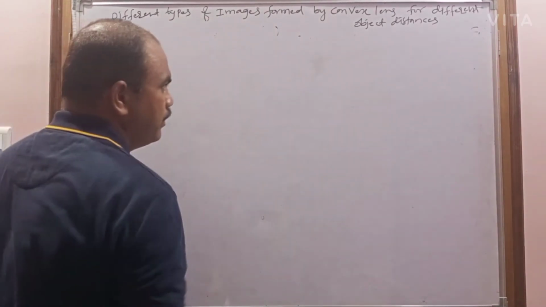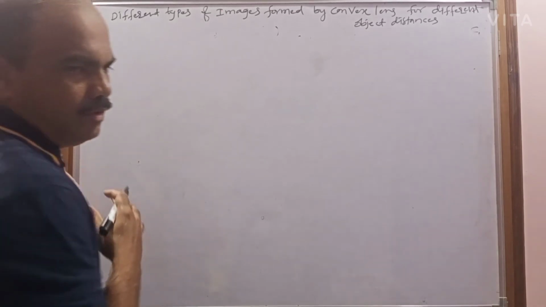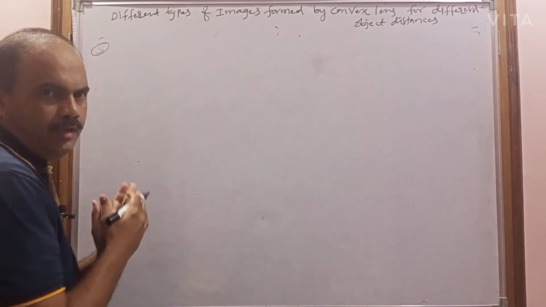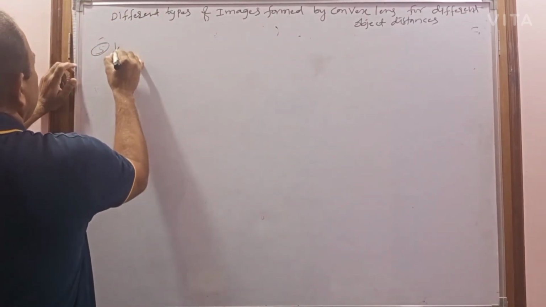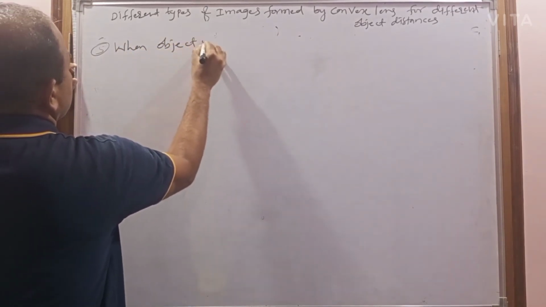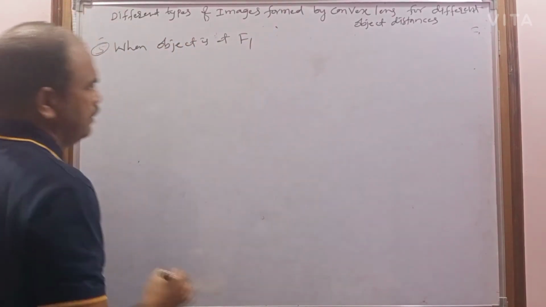Now coming to the fifth position. So what is the fifth position? Now we are approaching the lens. Initially it is between f1 and 2f1. Now, when the object is at f1.